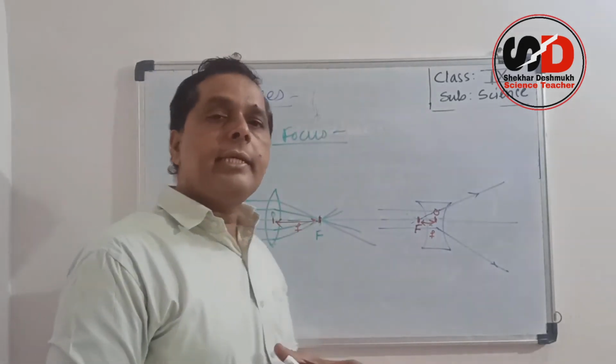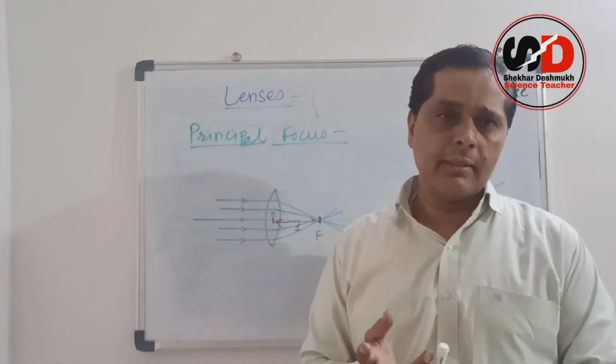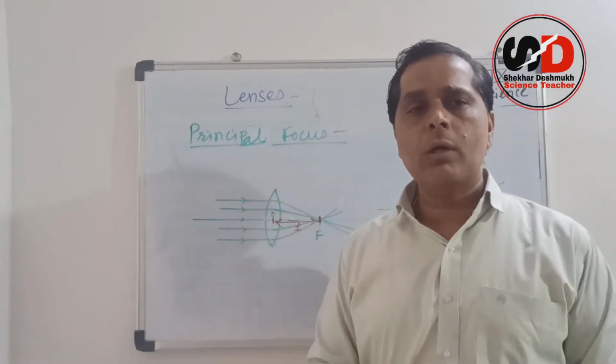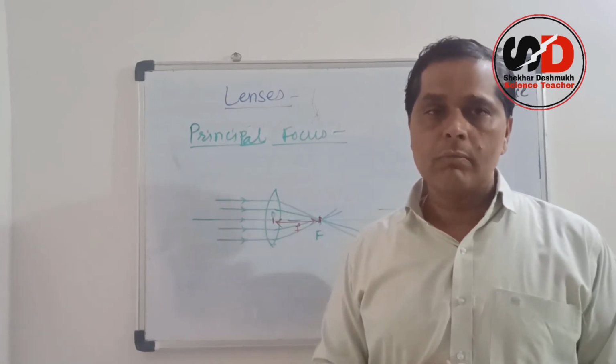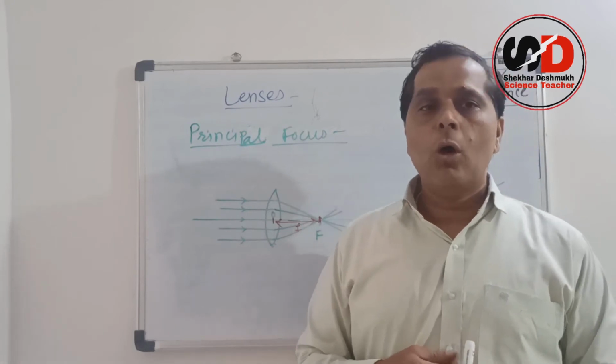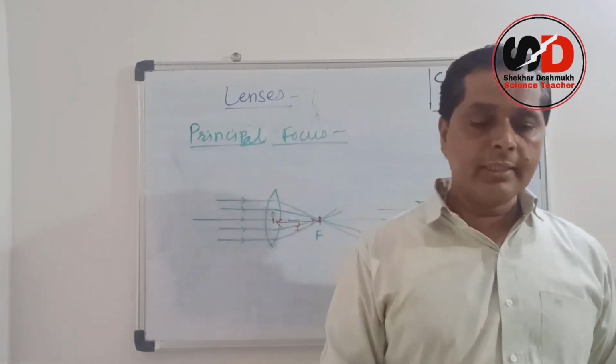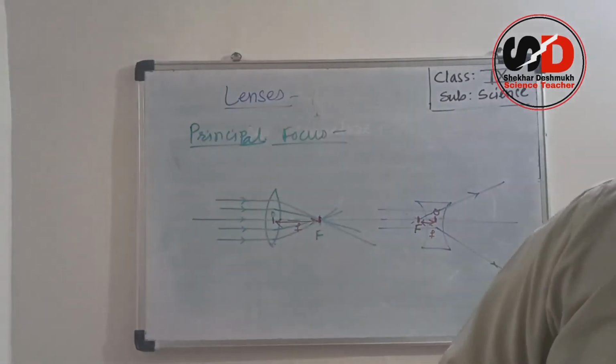We can easily calculate the focal length by using a simple experiment. By doing a simple experiment we can find out the focal length. Just try to make the image of a distant object on the screen. Let us try it.